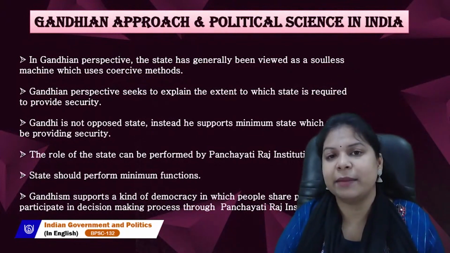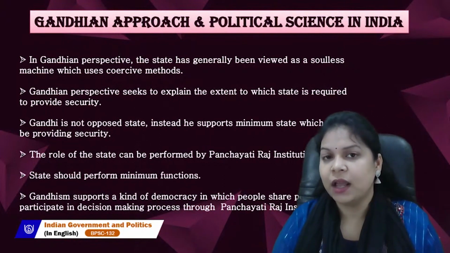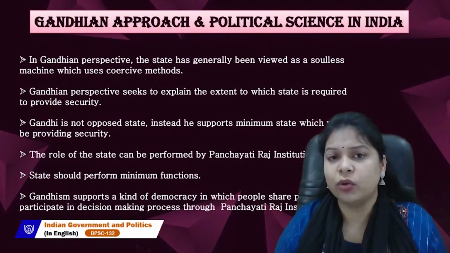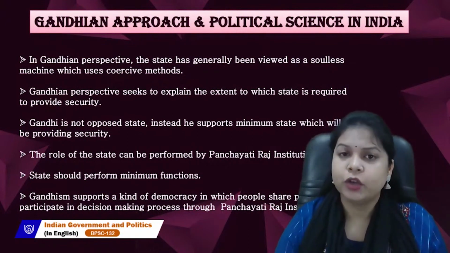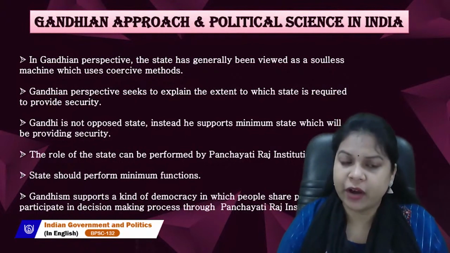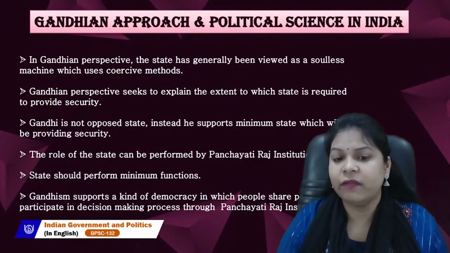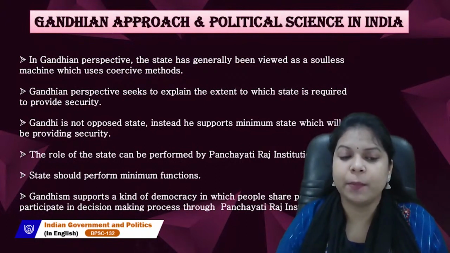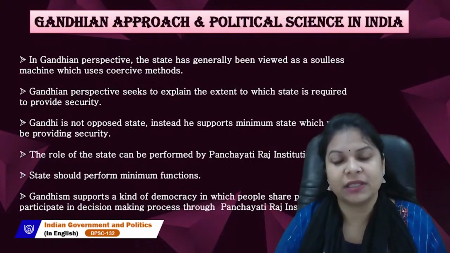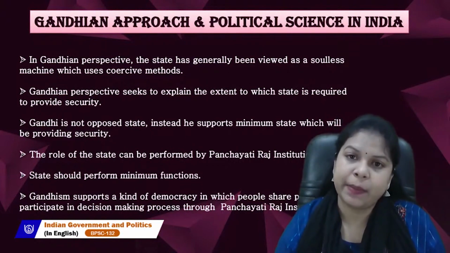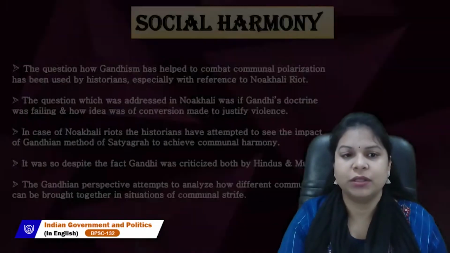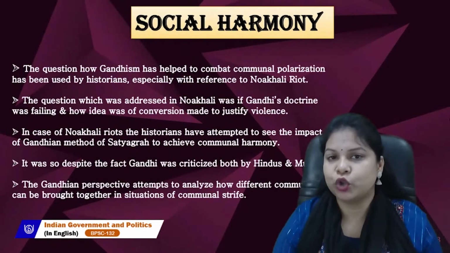The role of the state can be performed by Panchayati Raj institutions. Gandhi focuses on Panchayati Raj institutions, and he argued that all the roles played by the state should be performed by Panchayati Raj institutions instead. So the state should perform minimum functions, and Gandhism supports a kind of democracy in which people share power and participate in the decision-making process through Panchayati Raj institutions. He wanted people to participate in decision-making and policy formation through Panchayati Raj institutions. So Gandhi talks about social harmony.